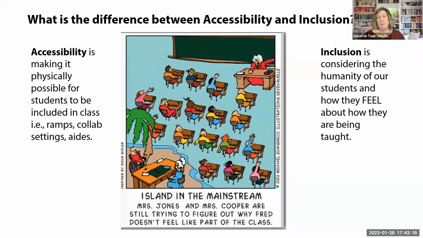There's a cartoon on this page, and it's a picture of a bunch of kids in desk rows at school. And then in the back of the room, there's a little island with a palm tree and one student in a wheelchair. And across the table from him is one adult. And the caption is "Island in the Mainstream. Mrs. Jones and Mrs. Cooper are still trying to figure out why Fred doesn't feel like part of the class." And that to me really sums up the difference between inclusion and accessibility. So taking that idea, Allison is going to run with it and move us on to the next slide.